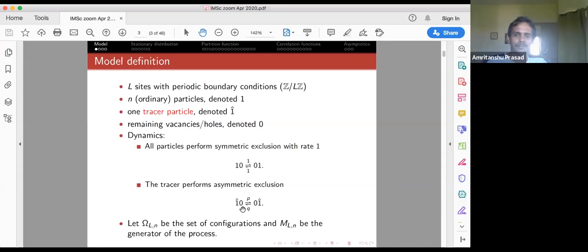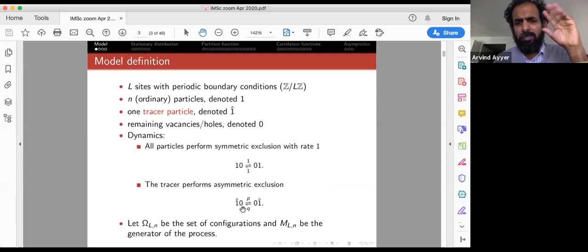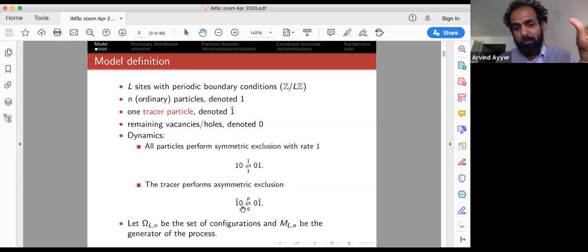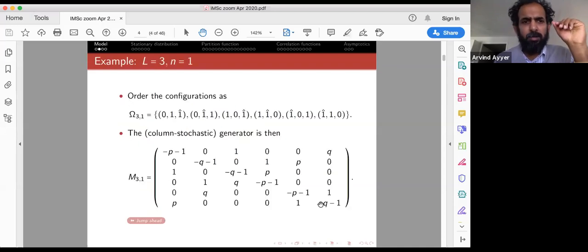Yeah. So I mean, all this is just, I'll come to the concrete problem in the next slide. Okay. So that you can see what the question becomes for us. Okay, so just to set some notation, let omega sub ln be the set of these configurations, and M sub ln be the generator of this process. So I'll describe what the generator is with an example on the next slide.